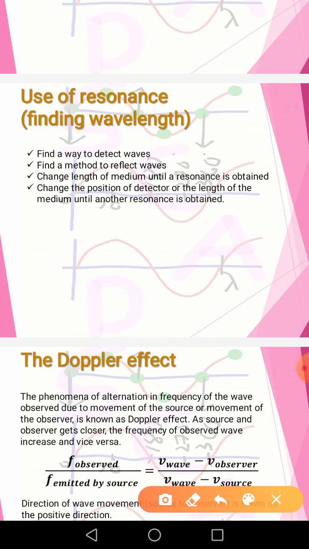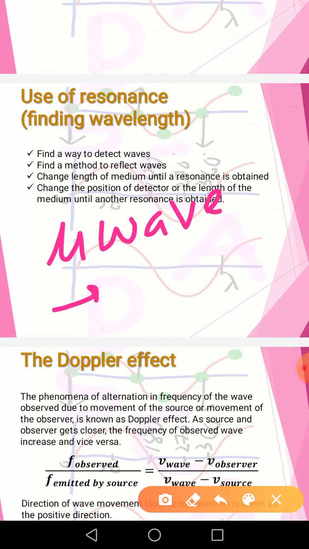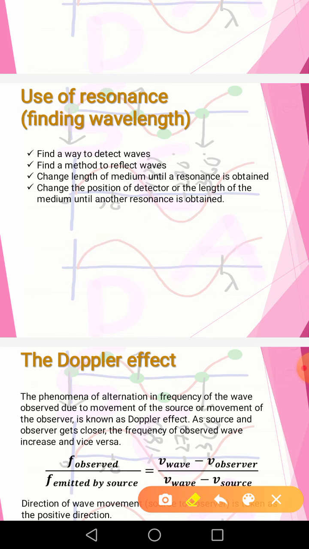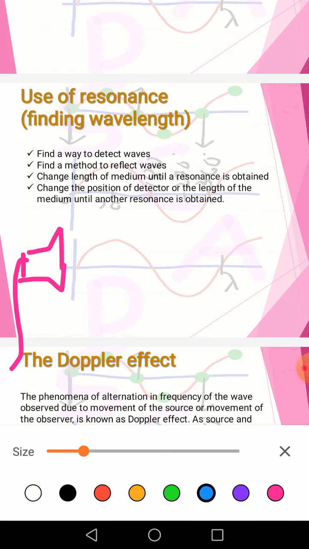Take a detector that can detect the wave. For example, for microwave, we use a detector called the probe. Now, how to use this probe to find the wavelength of the microwave? Let's see. Here we have a source that can generate microwave, and here we have a reflecting medium or a metal plate that can reflect the microwave.